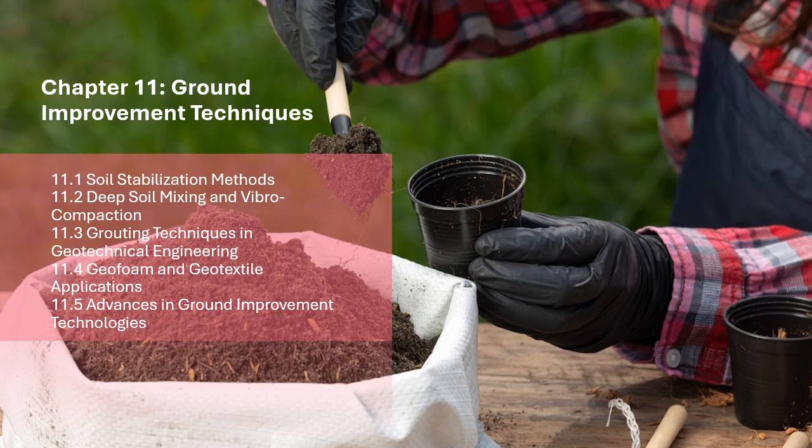11.4.1.1 Properties of geofoam. Low density. Geofoam has a density ranging from 15 to 45 kilograms per cubic meter, making it much lighter than conventional soil or other geotechnical materials. Its low weight reduces the load on the underlying soil, making it ideal for projects involving soft or compressible soils.